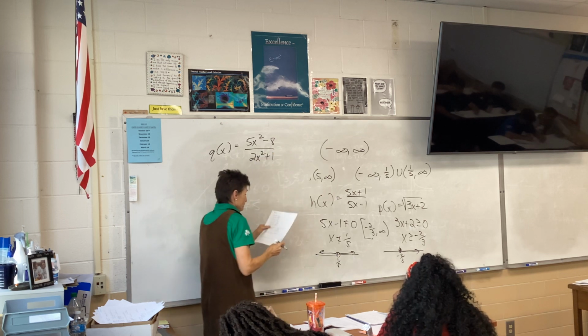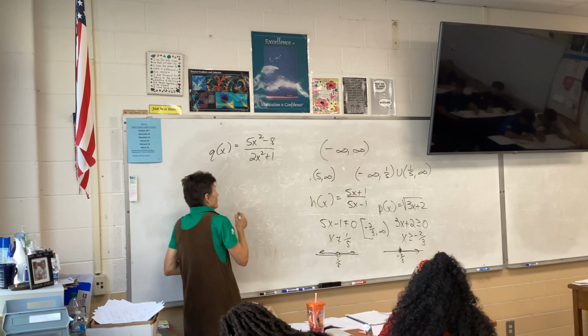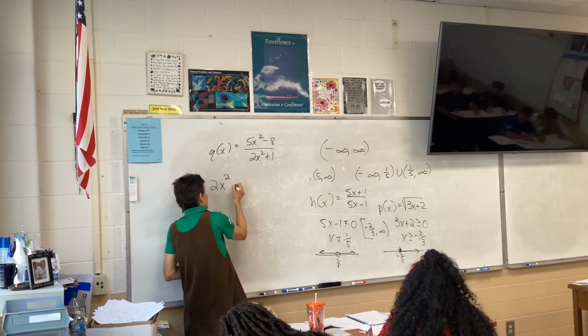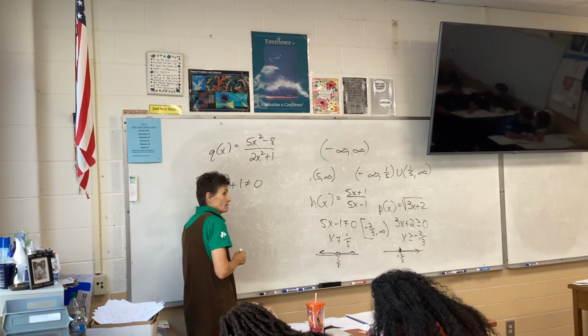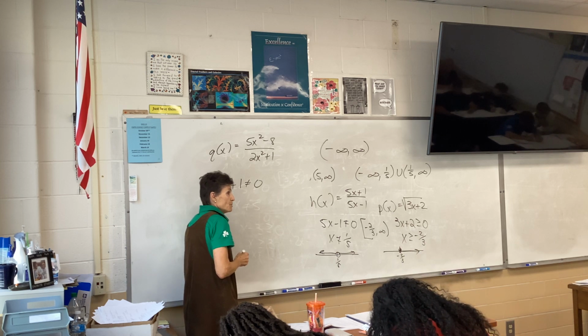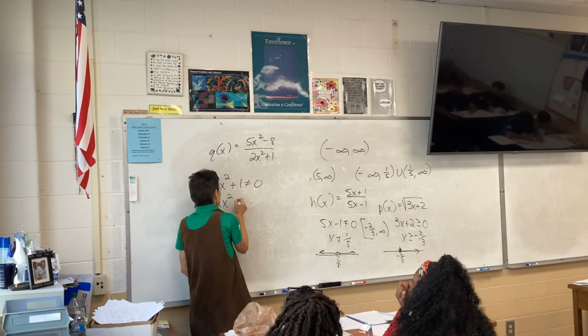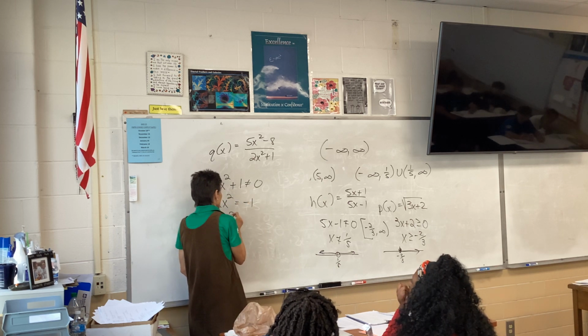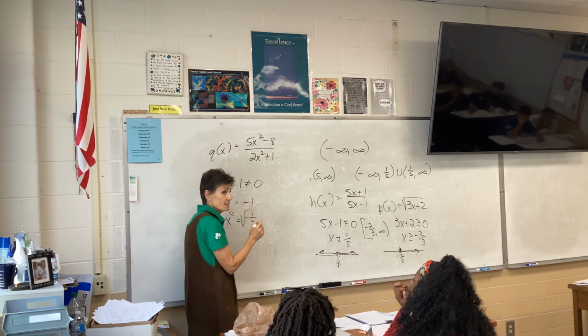Tell me about this one. 2x squared plus 1 equals 0. Well, I want you to think about this for a minute. 2x squared plus 1 cannot be 0, right? Now you can go ahead and solve that. If you solve it, do you see what's going to happen? Aren't you going to get imaginaries?